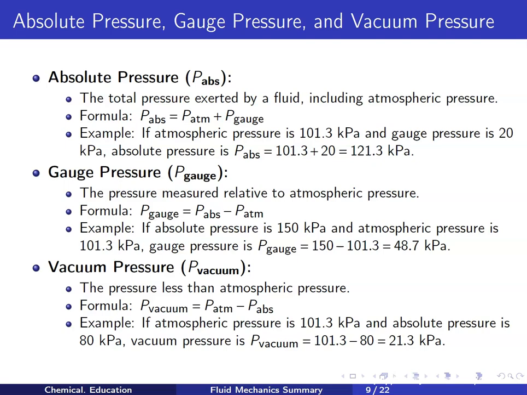Now vacuum pressure is less than atmospheric pressure. The pressure less than atmospheric pressure. Formula is P vacuum is P atm minus P absolute. For example, if atmospheric pressure is 101.3 kilopascal and absolute pressure is 80 kilopascal, so vacuum pressure P vacuum is 101.3 minus 80, so 20.3 kilopascal, that is vacuum pressure.